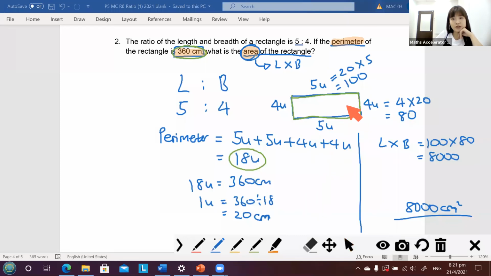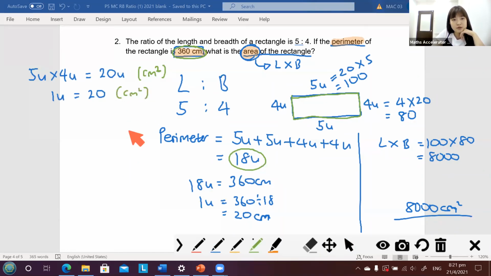Some of you say can 5 times 4 first or not? Your 5 units times 4 units is your 20 units. But this is area already, square centimeters. Your 1 unit is 20 cm. So you cannot take 20 times 20 like this to find the 20 units. Those of you are asking, you get 400, which is wrong.